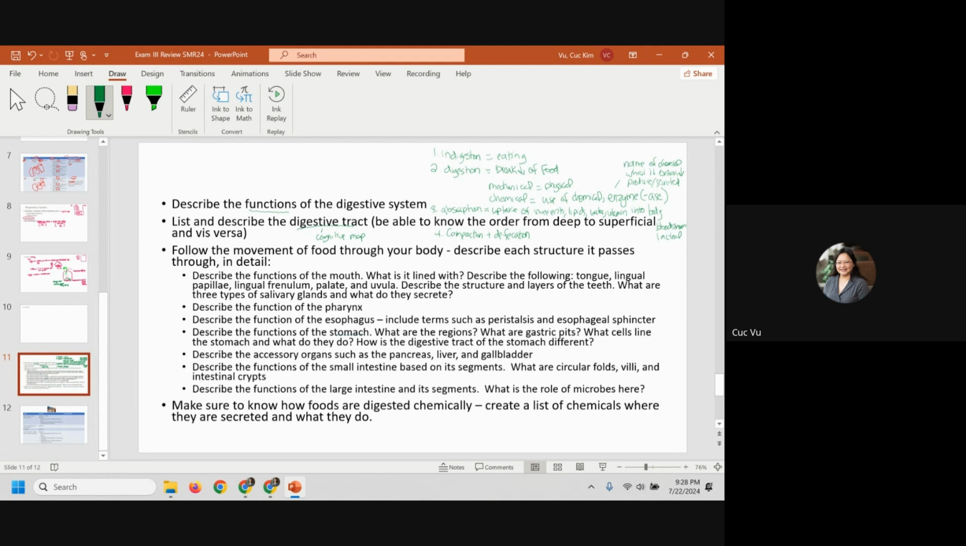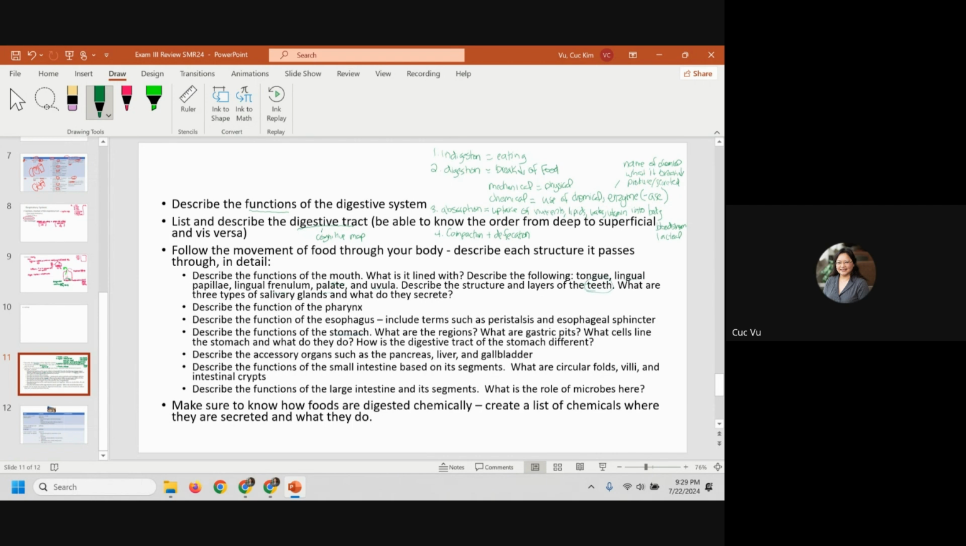All right. So that's this next bullet point right here. Describe the function of the mouth, the sensory organs, the tongue, the lingual papilla, the lingual frenulum, the palate, the uvula, the tooth, the teeth, and the structures of the teeth.